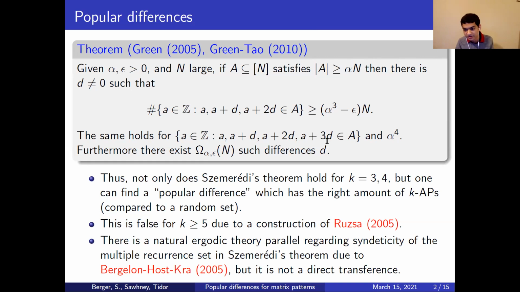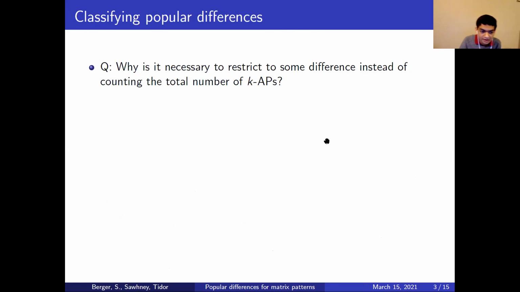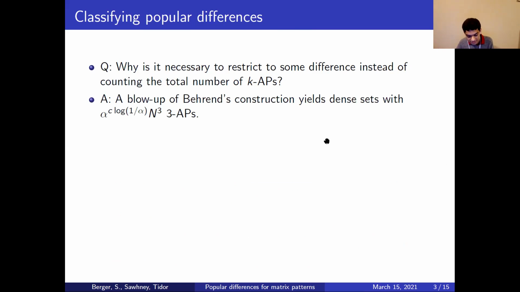Okay, so here's the basic result. An initial question you might have, which I briefly addressed, is why is it necessary to find a specific difference that has this property? Just to be very explicit about this, it turns out that a blowup of Behrend's construction gives you dense sets in Z of size, say, alpha n, which has an amount of 3-APs which decays faster than any polynomial, so much less than alpha cubed.